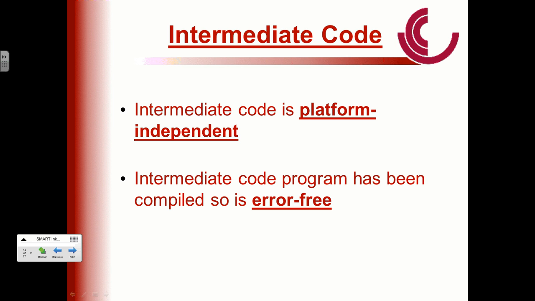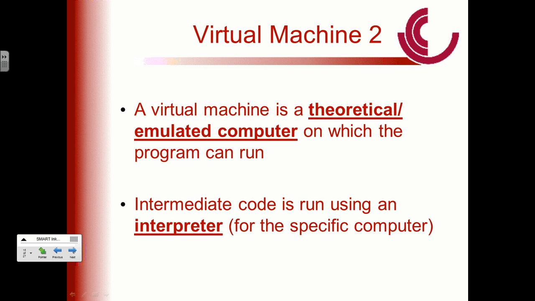Because it has to have this extra layer, it needs to basically have this program sitting between, a program that takes the Java, converts it into a different set of noughts and ones, so that it can run on the native hardware. That's what the virtual machine does. A theoretical or emulated computer on which your program can run.